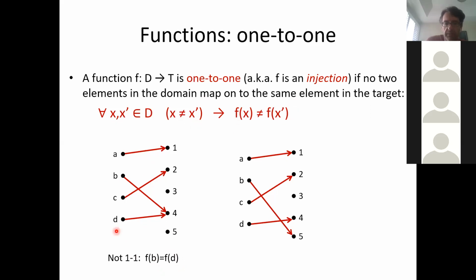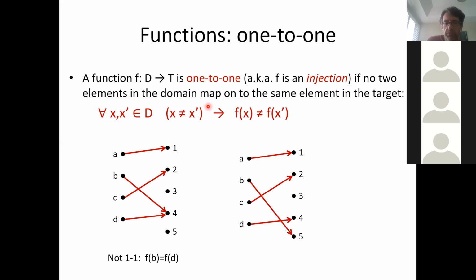F of b and f of d are the same value. So it fails this, and it's not a one-to-one function. In other words, it has collisions. That's a fast way to say it, right? And visually you can see what a collision means, right?